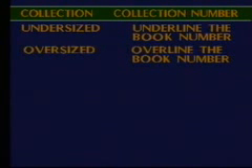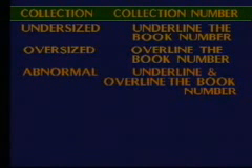Ranganathan has given the scheme to group the collection. If the book is undersized, then underline the book number. For an oversized book, overline the book number. In the case of an abnormal book, underline as well as overline the book number.